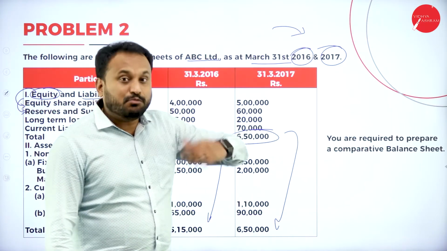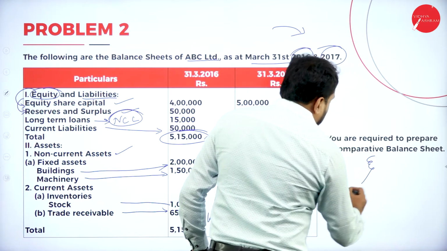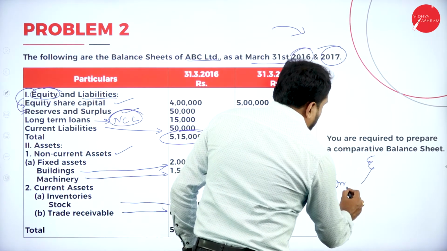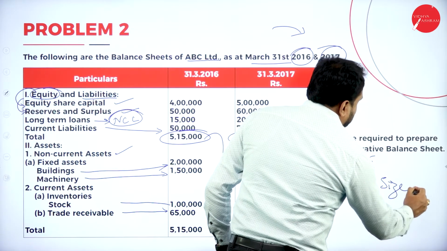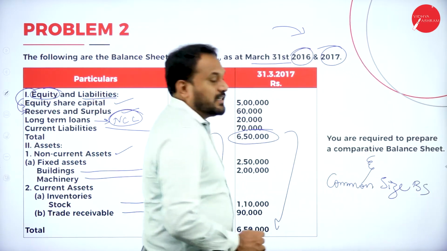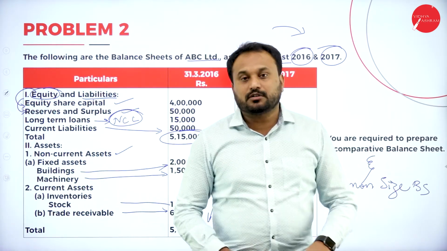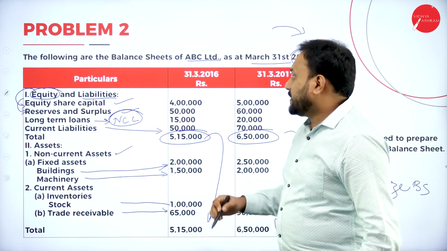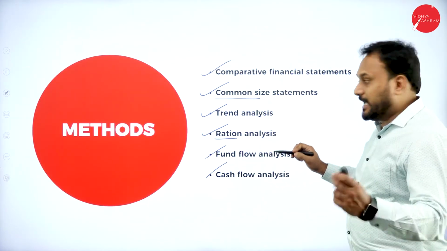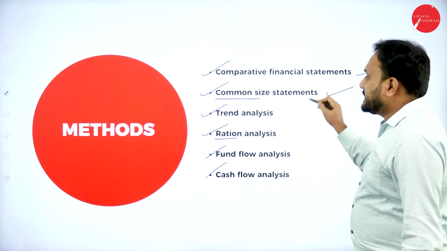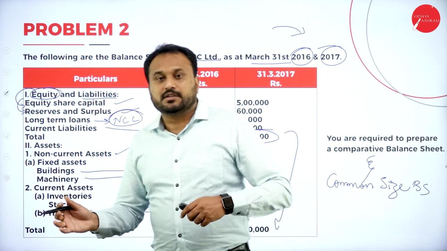Let's do one more here. Okay. And let's go with the common size balance sheet. The same problem we're going to take. We're going to do comparative, plus we're going to do common size. Now here, if you understand the methods, comparative we will do the same way, the same with common size also. So this is what the question is. Now we need to go with the format.